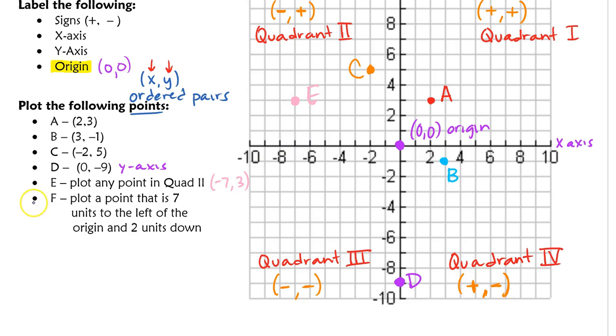All right, last but not least, we've got point F. So for point F, we're supposed to plot a point that is 7 units to the left of the origin. Okay, so I need to make sure I start at the origin, and then I'm going to move 2 units down after that. So let's try that. So we're at the origin, we're moving 7 units to the left, which means I'm here on the x-axis, right above here. And then I want to move 2 units down, so I end up right here at this point. And the coordinates of point F, those would be (-7, -2).